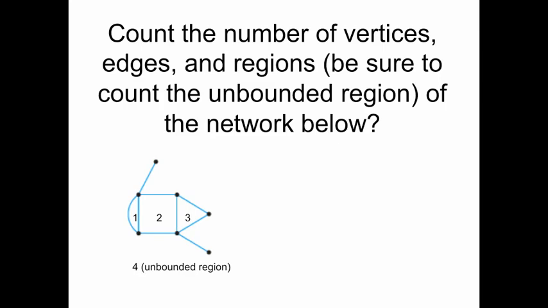First, we'll do the regions. There's 1, 2, 3 internal regions and 4 unbounded. The unbounded, of course, is the area outside of all of this. This is region 4 out here. Okay, so we have 4 regions. All right, let's next do the vertices. You'll notice there are 7. Count them. They're numbered. And 7 vertices. Okay. And finally, we count the edges. And if you'll count those edges, you'll see that there are 9 of them, so we have 9 edges.